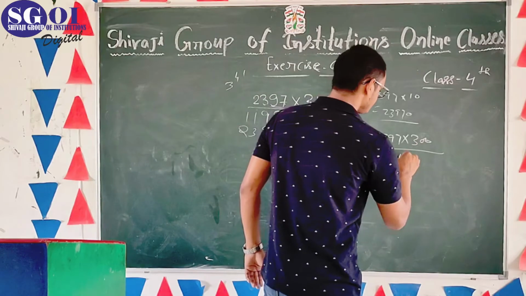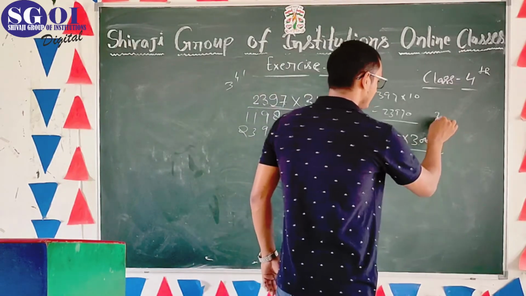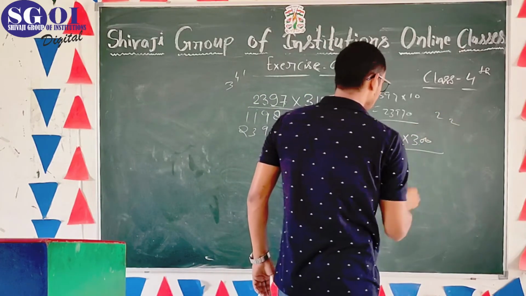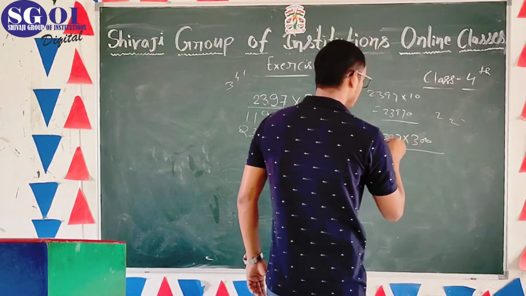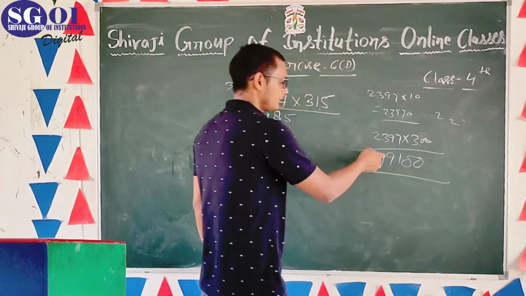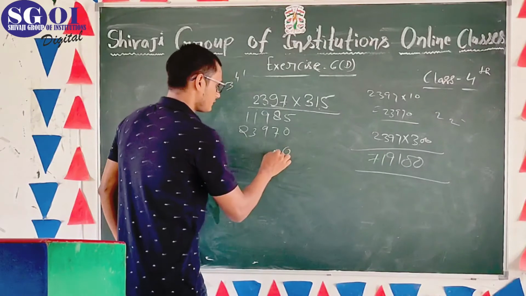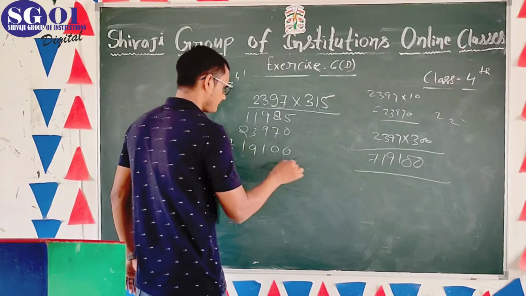3 7s are 21, carry 2, 3 9s are 27 plus 2, 29, carry 2. 3 3s are 9, 9 plus 2, 11, carry 1. 3 2s are 6, 6 plus 1, 7, and 2 zeros on the right side. Okay, so 719100.